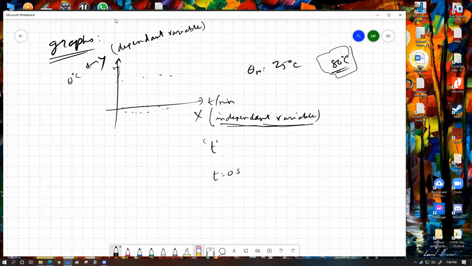Let's say at 0 seconds you have 80 degrees Celsius. After 1 minute you have some other temperature, and then another temperature. So as time goes by, your temperature slowly drops. And if your observation is correct, you're going to end up with a graph that slowly loses gradient. Now, why does it lose gradient? That's a different issue. I'm not talking about that, but that's basically how the graph works.